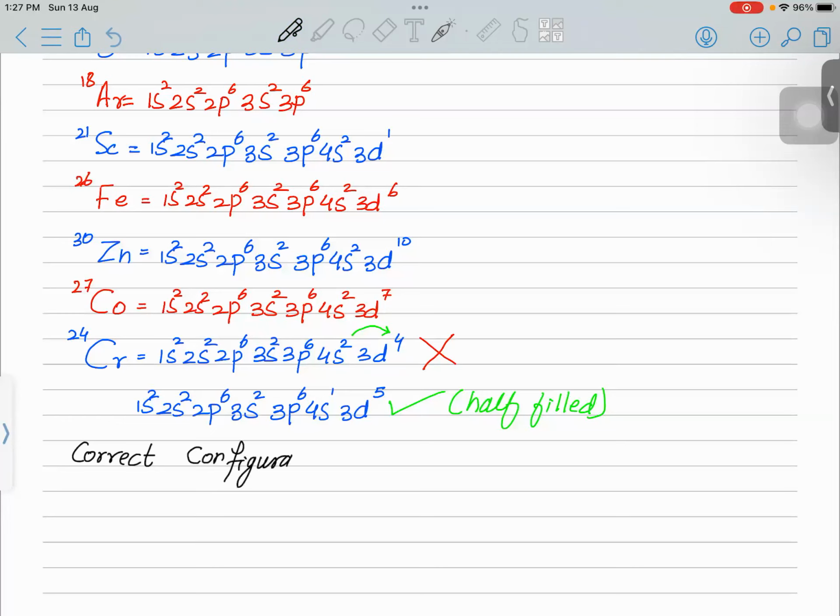Sir, so this half-filled exception is only for chromium? Yes, only for chromium, because in your syllabus you have only two exceptions. First is chromium, and the second one I will discuss later. So the electronic configuration of chromium is 4s1 3d5, but not 4s2 3d4. Why?